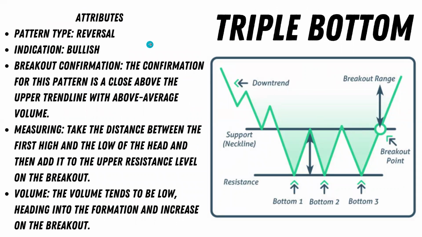This is a bullish reversal pattern, and the confirmation for this pattern is a close above the upper trend line with above average volume. To measure this, you're going to take the distance between the first high and the low of the head and then add it to the upper resistance level on the breakout. The volume tends to be low heading into the formation and increase on the breakout.